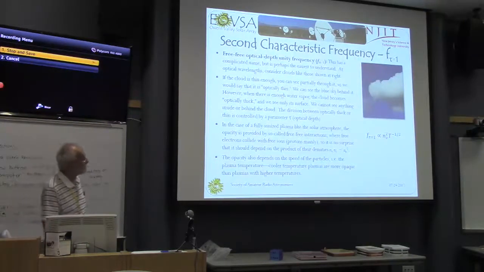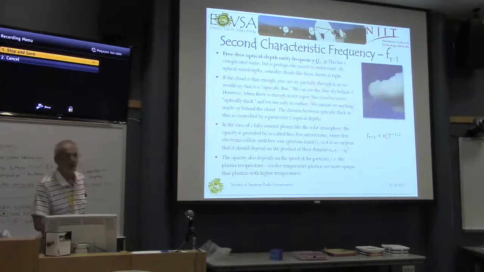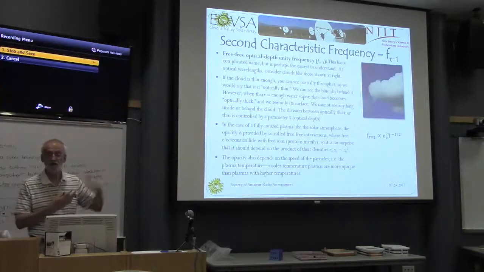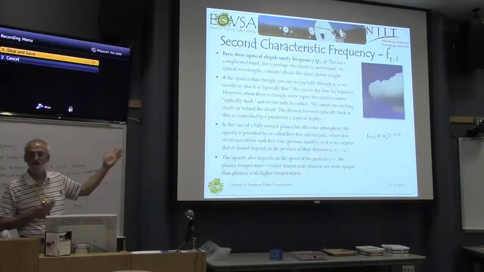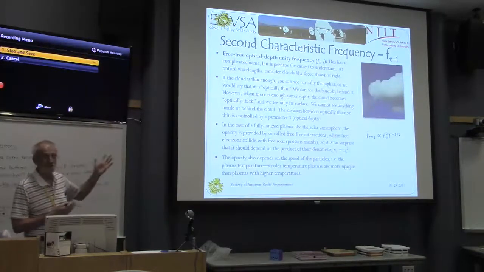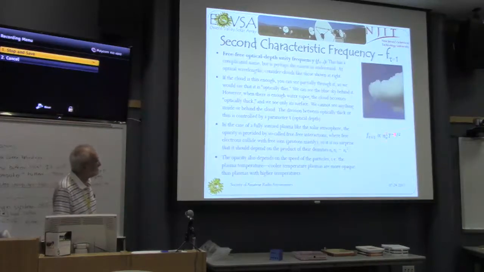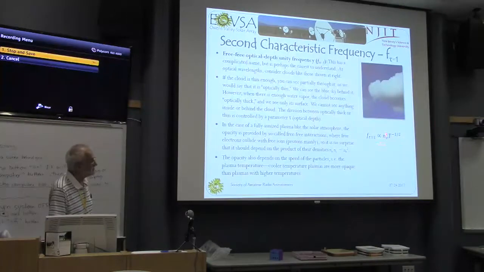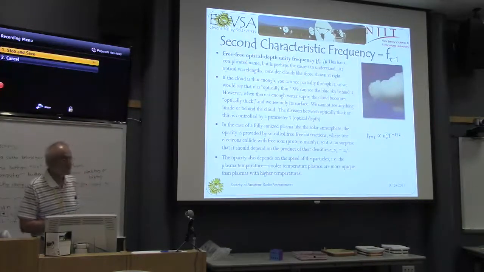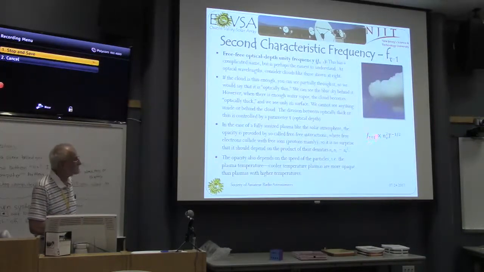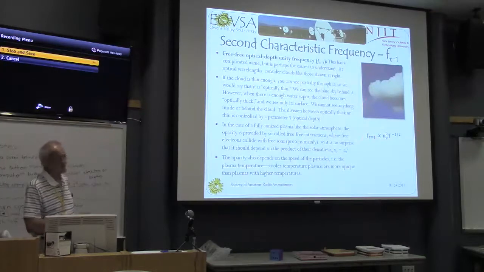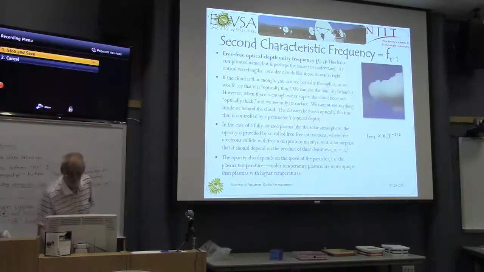If you look at this cloud and say, okay, it's optically thick, but if you look at it in radio waves, you'll see right through it, right? It becomes optically thin in radio waves. So it's frequency dependent whether it's optically thick or thin. This frequency depends on the square of the density and on 1 over the square root of the temperature, and that's the frequency at which this surface is opaque.